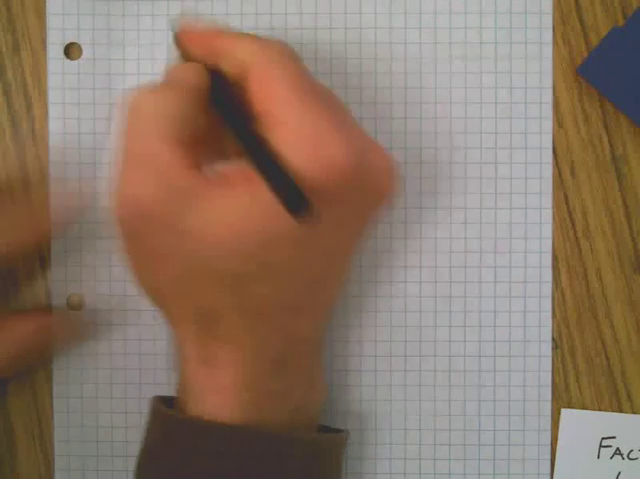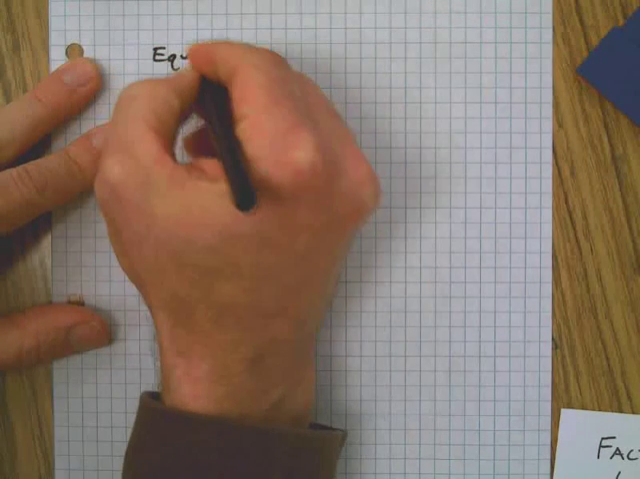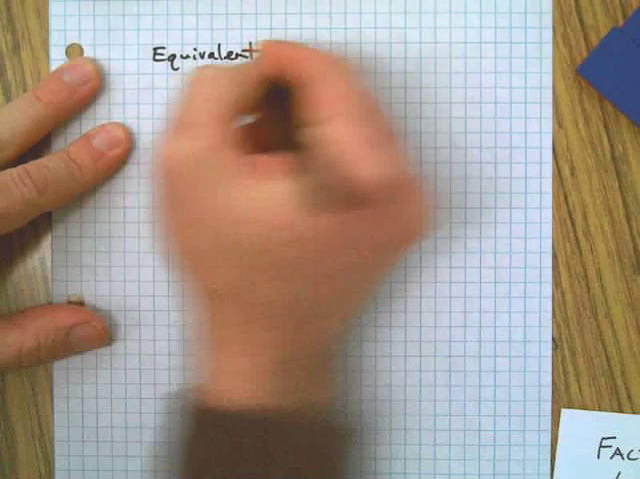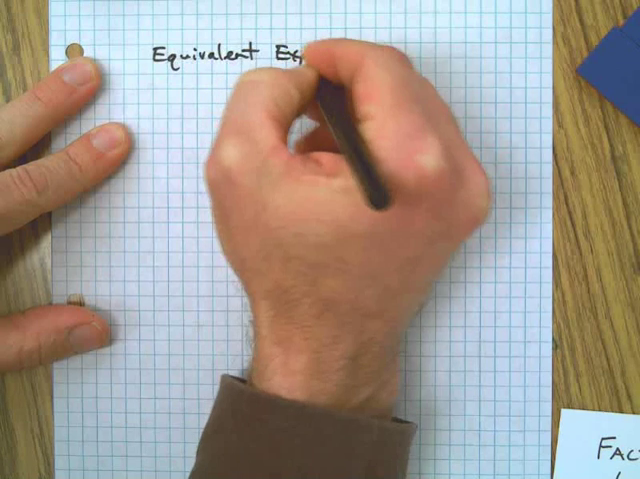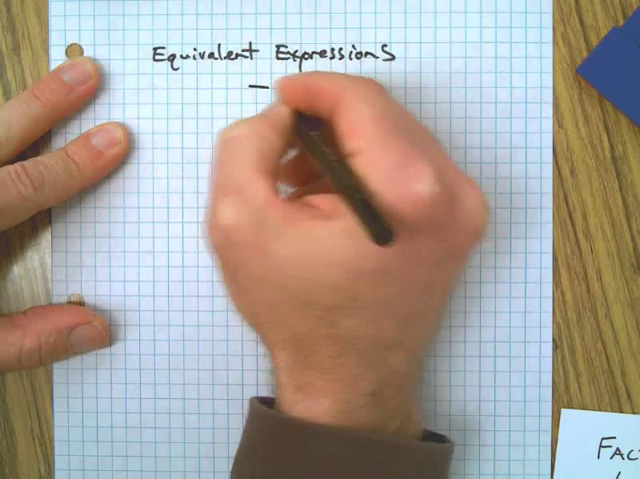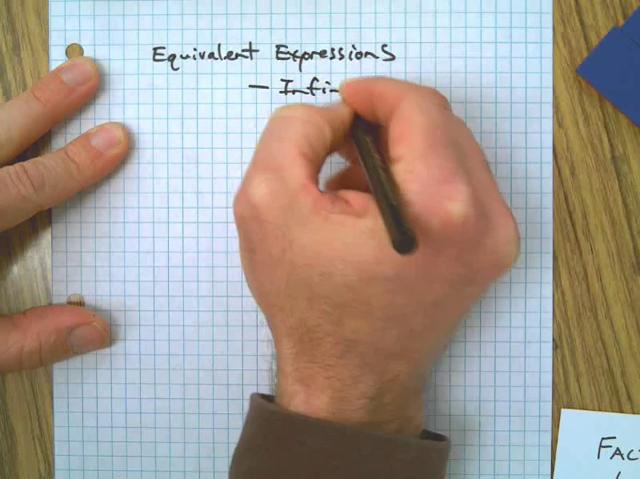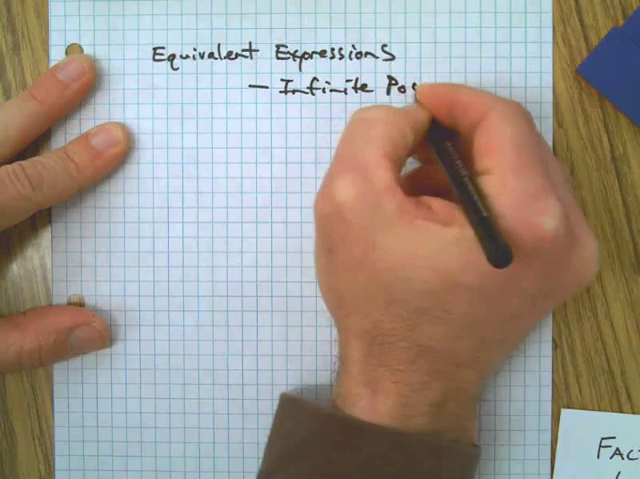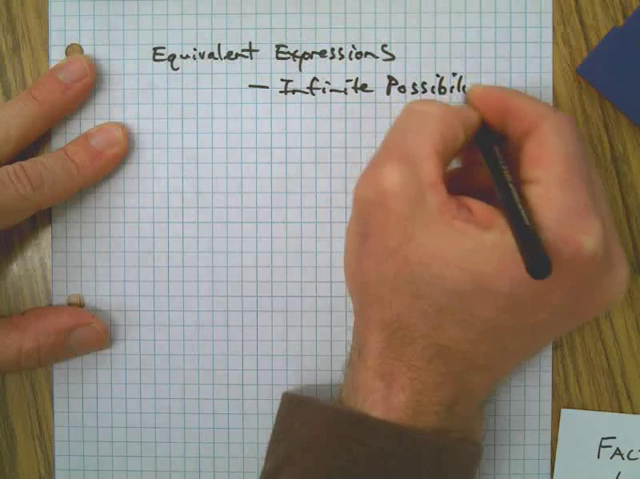So when we're creating equivalent expressions, there are really infinite possibilities. There are countless ways in which you can rewrite an expression. Let me show you what I mean. Do one simple example here.